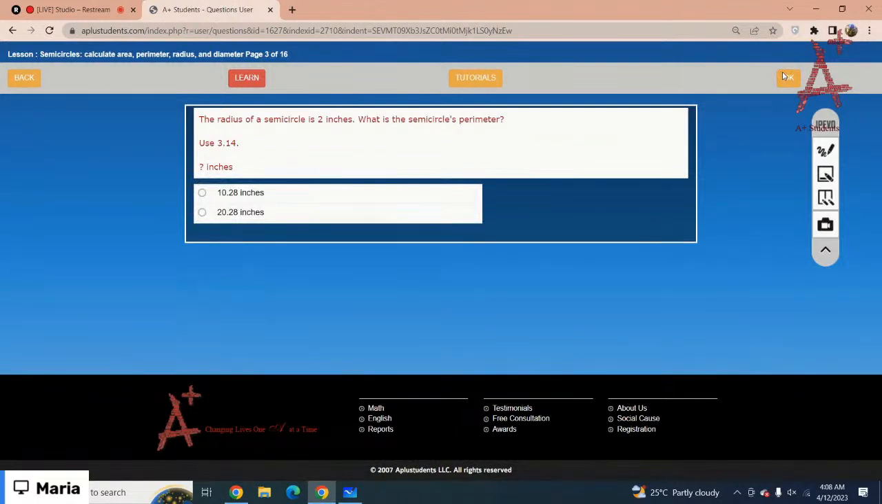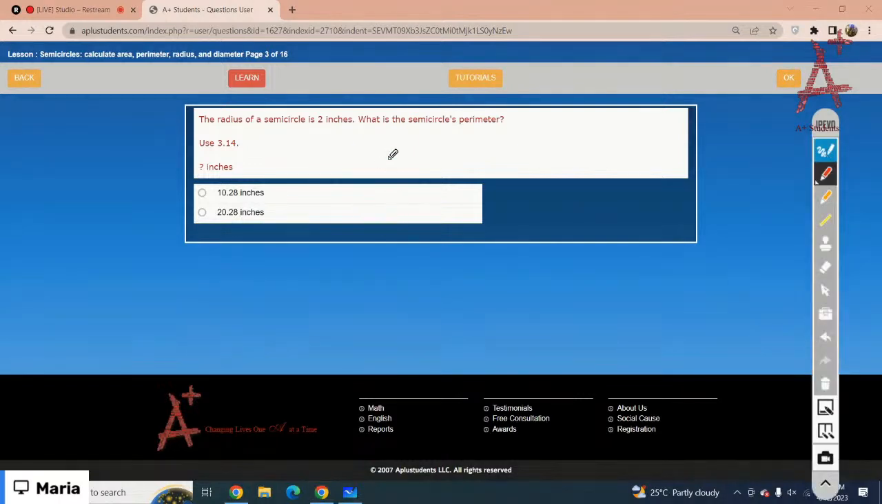Okay, the radius of the semicircle is 2 inches. What is the semicircle's perimeter? You have to calculate the perimeter of the semicircle. So we know that the perimeter is half the circumference plus twice the radius. Got it? Just put in all the values.